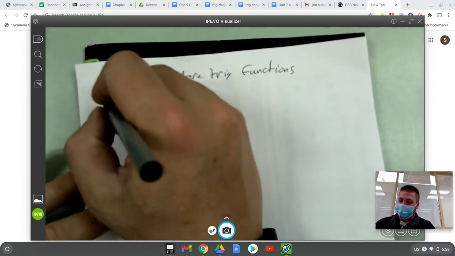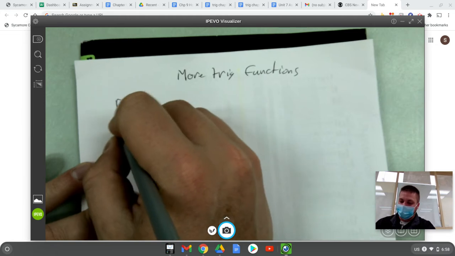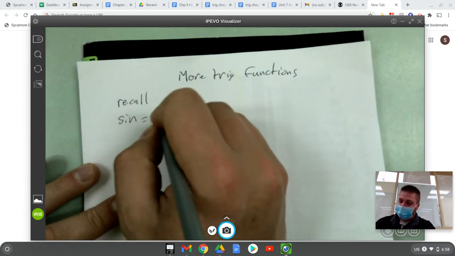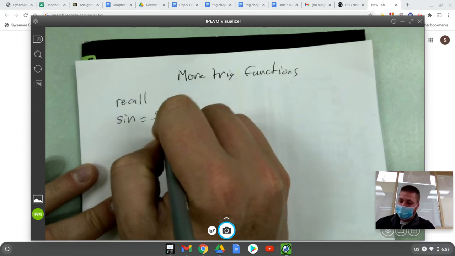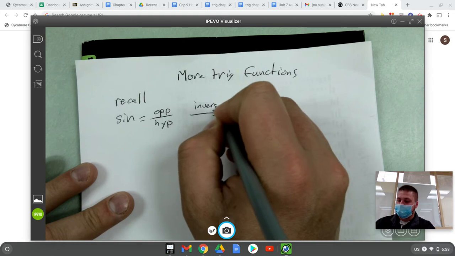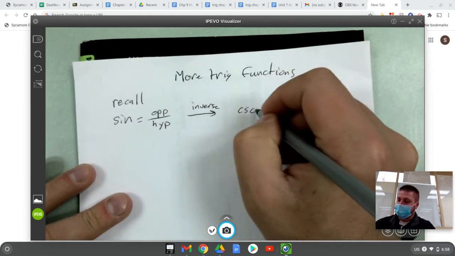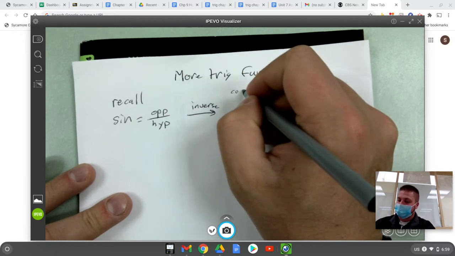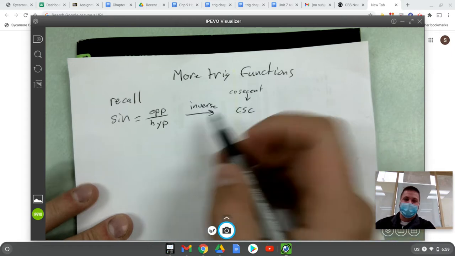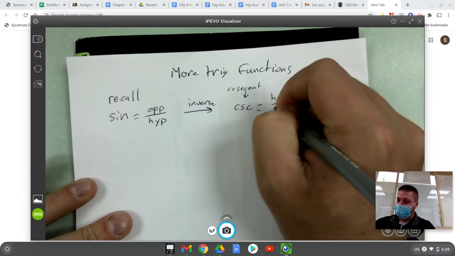This is going to be your recall side. Recall that sine is equal to opposite over hypotenuse. Well, the inverse of sine is labeled as cosecant. Cosecant is the inverse of sine, so cosecant is hypotenuse over opposite.